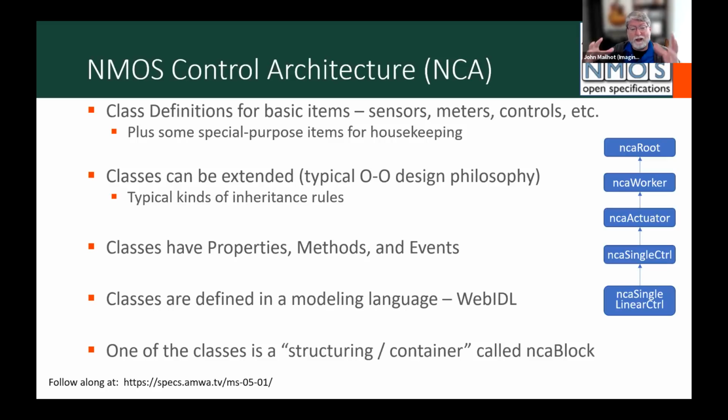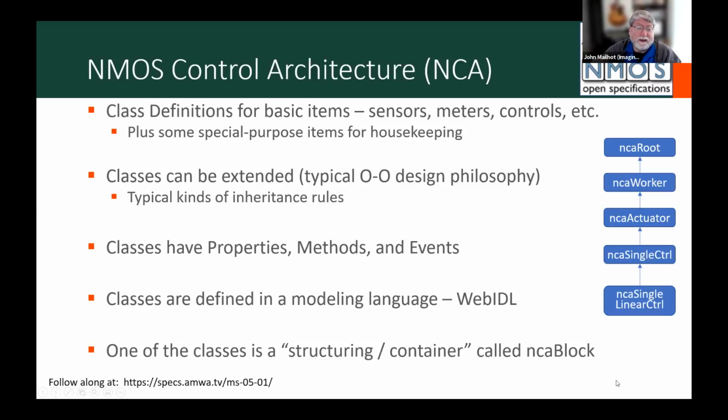And one of those classes is a container, a structuring kind of class that we call NCA block. It's kind of an arbitrary name. But you can see you could have like a linear control that inherits from NCA single control, inherits from NCA actuator, inherits from NCA worker, eventually inherits from NCA root. That's the little chart on the right. And that's very standard class object modeling stuff.